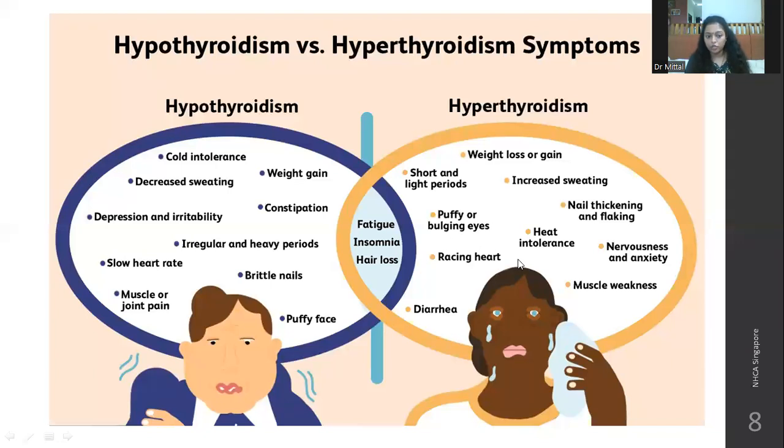It is the complete opposite of hypothyroidism. So blood pressure will also be quite high in hyperthyroidism. Muscle weakness, diarrhea, nervousness and anxiety. Here you can see it is depression and irritability. On the other side, you can see it is nervousness and anxiety, which will again induce more sweating as a reaction. So is it clear about the basic symptoms of hyperthyroidism and hypothyroidism?